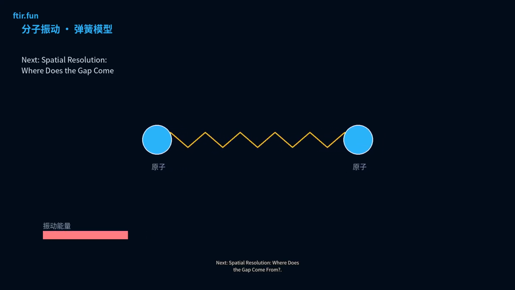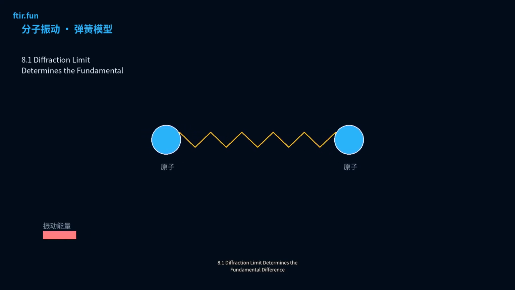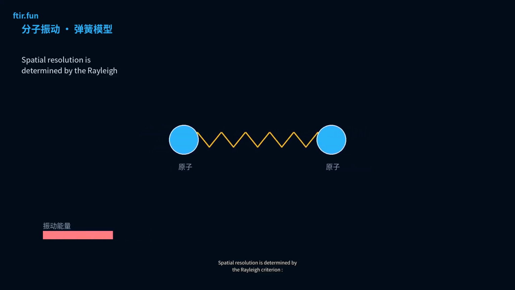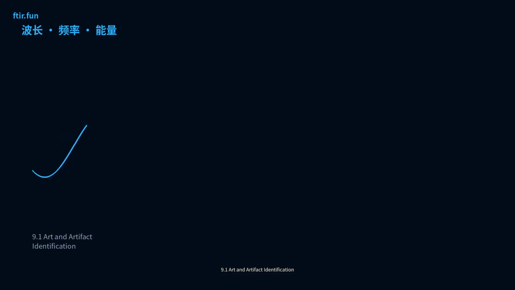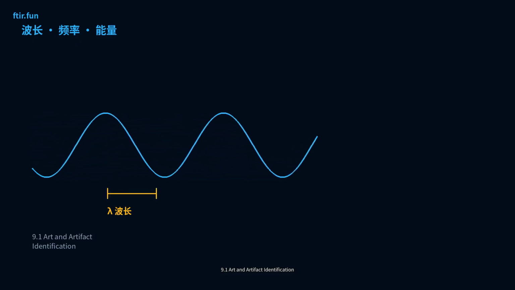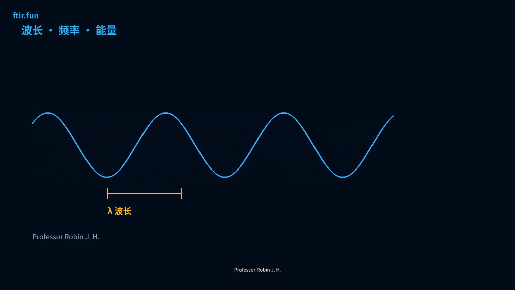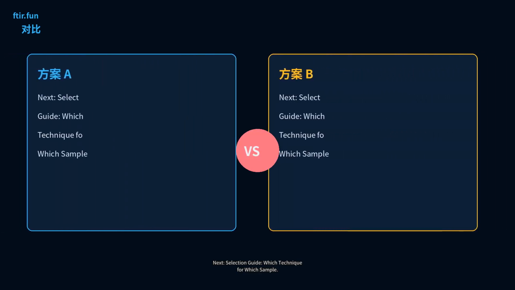Next, spatial resolution. Where does the gap come from? 8.1 Diffraction limit determines the fundamental difference. Spatial resolution is determined by the Rayleigh criterion. Next, analytical complementary application cases. 9.1 Art and artifact identification. Professor Robin J. H. Clark. Next, selection guide, which technique for which sample.